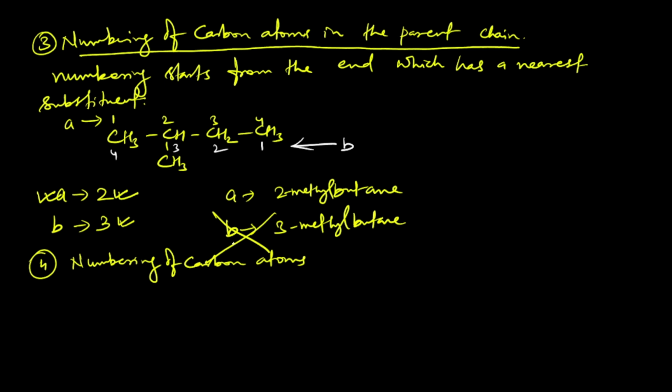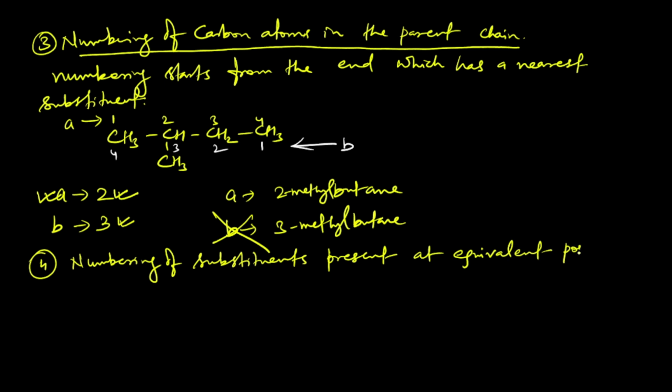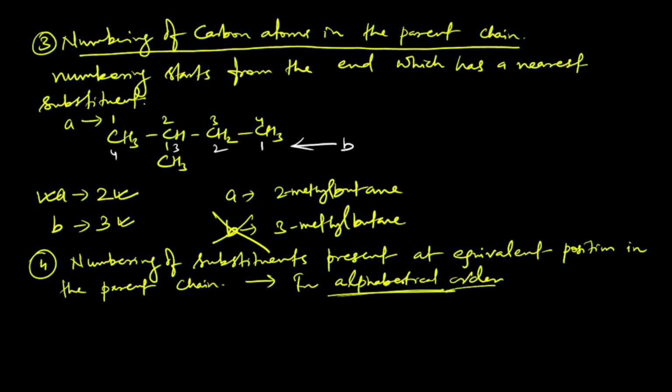Okay, numbering the substituents present at equivalent position in the parent chain, correct? This is very important. So how are we going to give this numbering? In alphabetical order. And when we follow this alphabetical order, see, if the substituents are present at equivalent positions.